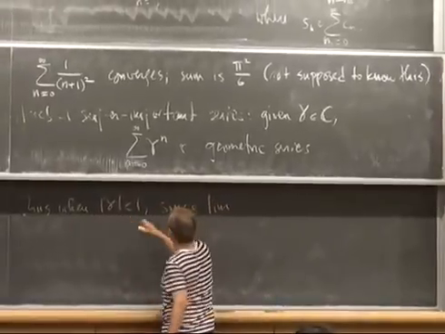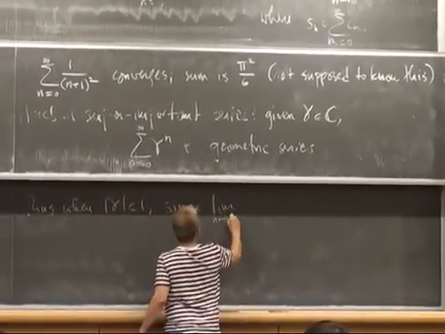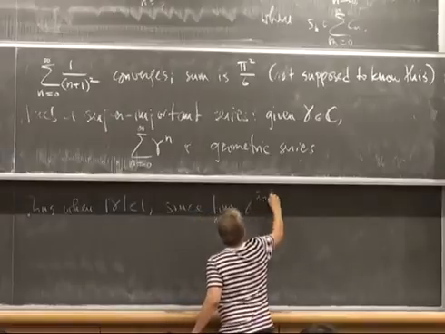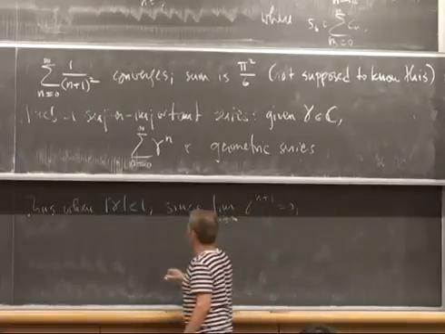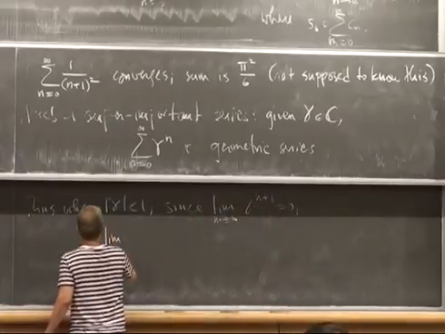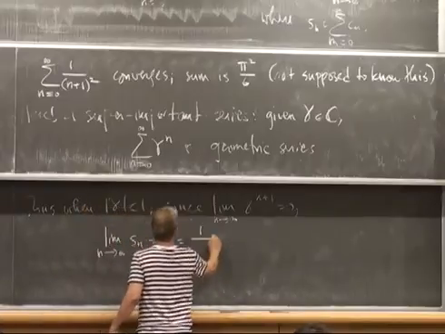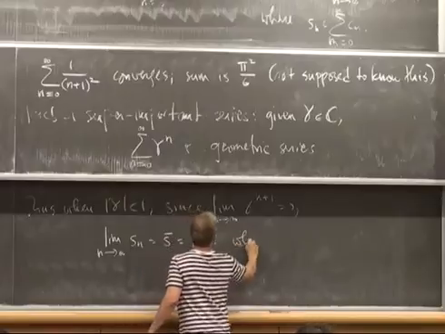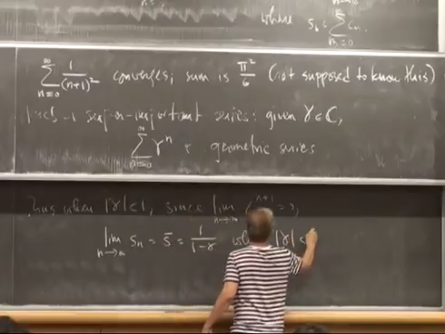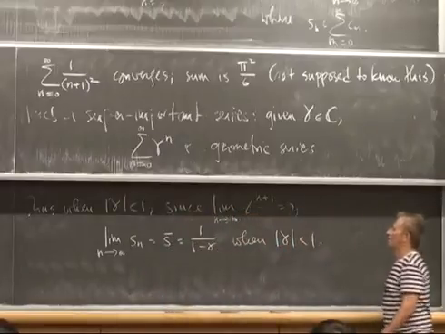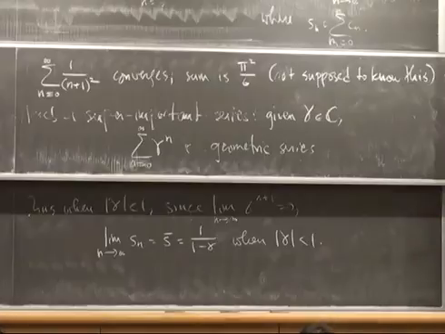So since, when gamma is less than 1, the limit as n goes to infinity of gamma to the n plus 1 is equal to 0, the limit as n goes to infinity of S sub n equals S bar equals 1 over 1 minus gamma, when gamma is less than 1. When gamma is bigger than 1 in magnitude, or even equal to 1, it turns out the series diverges. It doesn't converge.